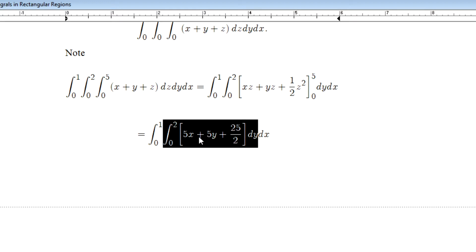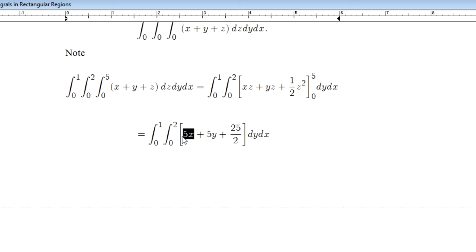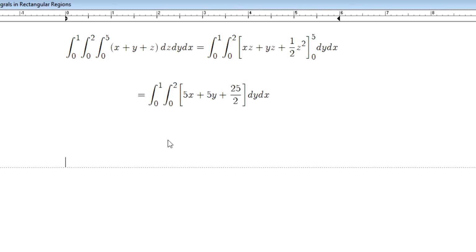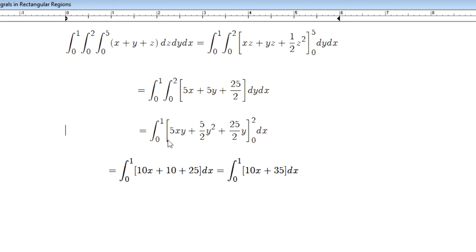Where if I now find this double integral, this integration first with respect to y, if I find the middle integration up here in our triple integral, well, that's going to treat all of our values in here as a function of y. So 5x would be a constant. That would become 5xy. 5y, y is the variable, so that would become 5 halves y squared. And 25 halves is a constant, so that would become 25 halves times y. I do take that note, and we're going to evaluate that across the bounds here from 0 to 2.